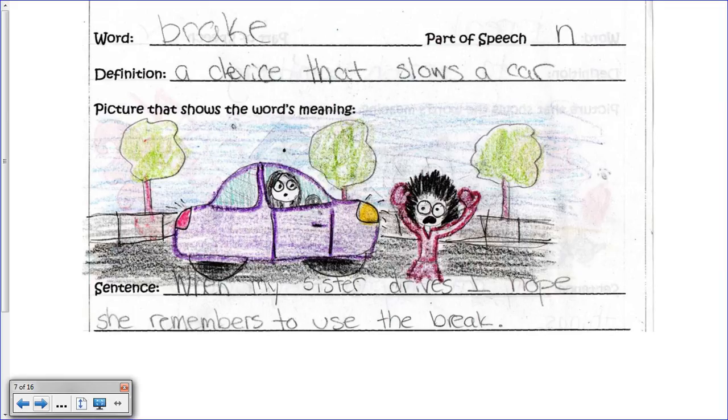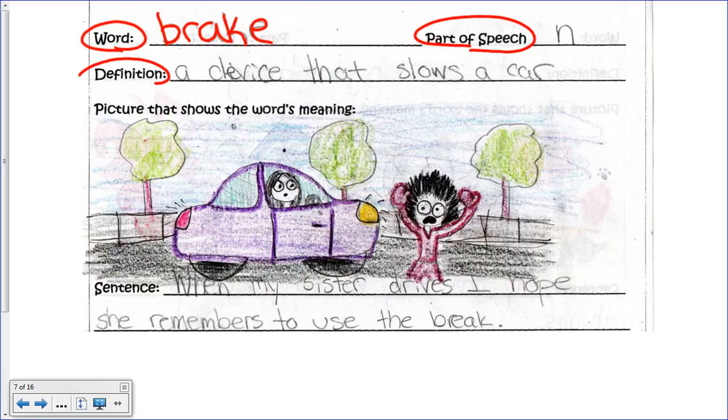So now we got another word, brake, but it's spelled differently. It's a different spelling, different definition. There's the part of speech. There's the definition. A device that slows a car, for example. Here's the sentence that will complement the picture, and I'll read it to you. When my sister drives, there should be a comma here, I hope she remembers to use the brake. I love this one. Sister's driving. The student's kind of freaking out because their older sister's driving. I don't think anybody were hurt in the making of this photo.